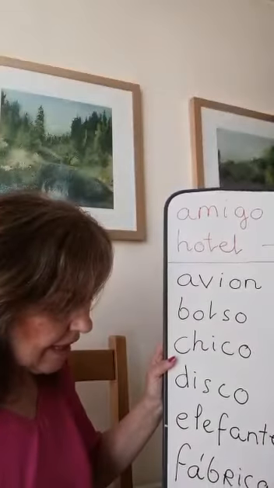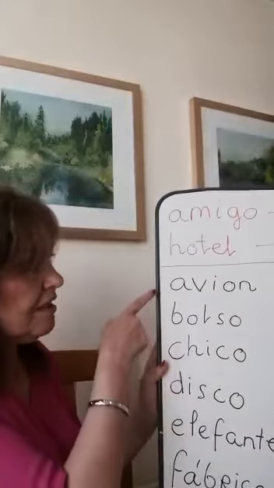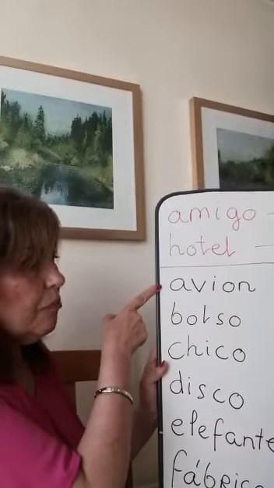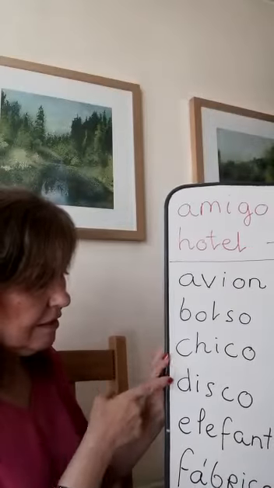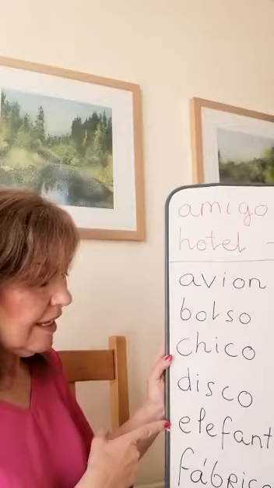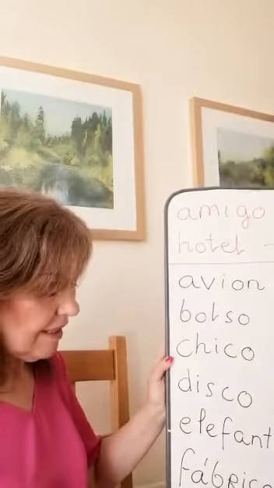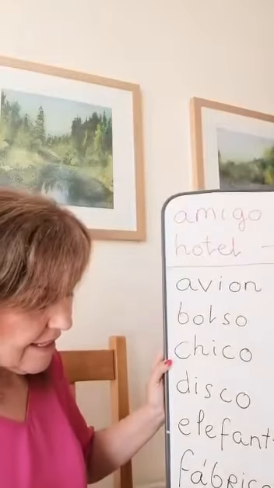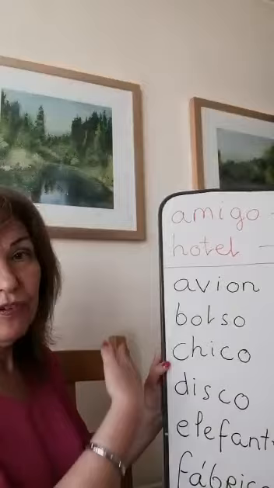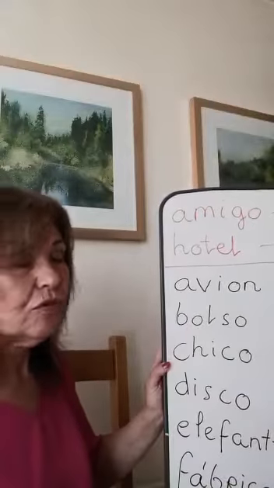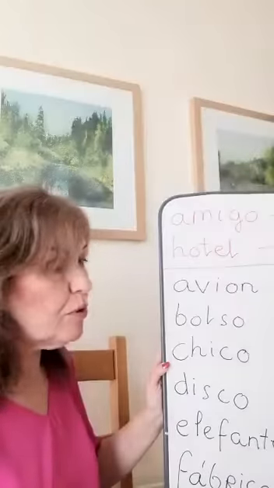gato, and helado. In case you missed the page, I'm just reminding you that that was a plane, a bag, a boy, a record, an elephant, factory, a cat, and this is ice cream. Yes, we haven't put any articles in front yet, just giving you the nouns. So how will we put this, how will we change them into plural?